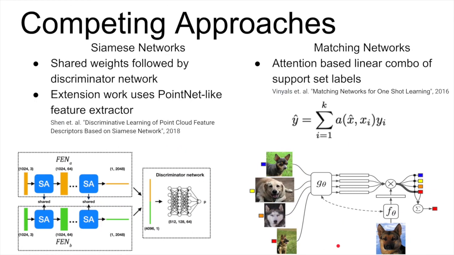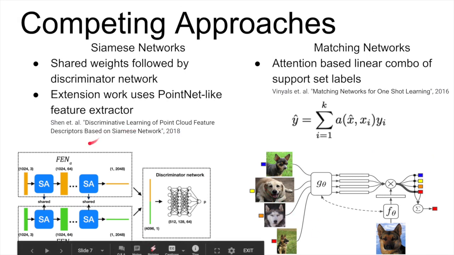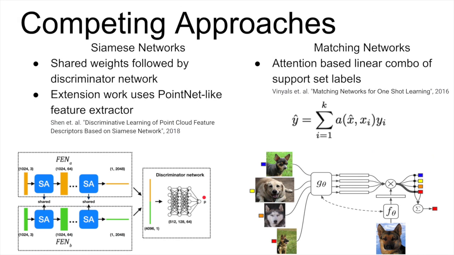These are competing approaches to Few-shot learning. The Siamese network applies a feature extractor to two inputs and produces two feature vectors to be fed to a discriminator trained to output the probability that the two inputs belong to the same classes. The cited extension work uses a PointNet-like architecture to extract features from the point clouds. The matching networks framework essentially describes the output for a new class as a linear combination of the labels in the support set scaled by attention. Both of these approaches are confined to specific architectures and are therefore less versatile than our MAML approach.